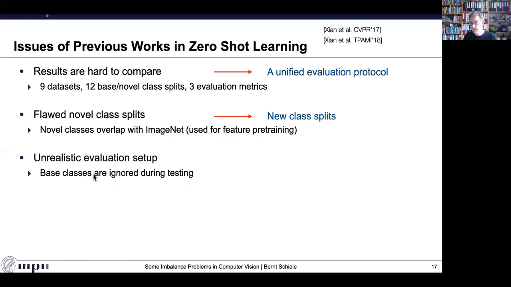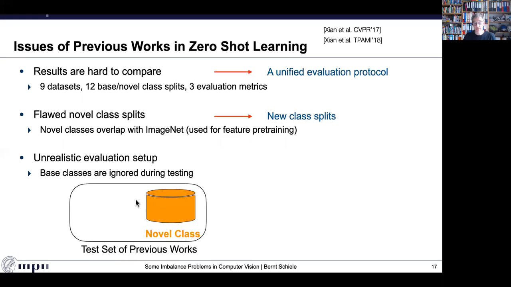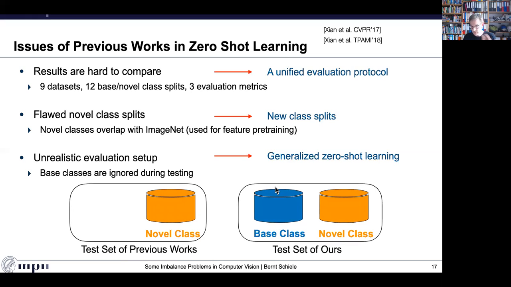And last but not least, and I already mentioned that, most people did not look at the case where base classes are present during testing. This case is the classic setting, that only the novel classes are tested and not the base classes. And as I said, generalized zero-shot learning is a more realistic, more interesting case in our opinion, and so we also defined this in this benchmark.